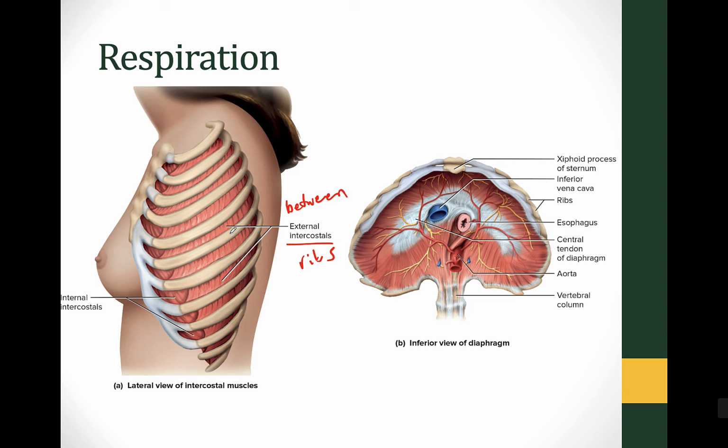We have the external intercostals, which you can see in light pink from here to here. And then deep to that are the internal intercostals. So if you remove the external intercostals, the internals are below it. And notice that the fiber angles of these two muscles go in opposite directions. So they're going to pull the ribs in separate directions, depending on whether you're inhaling or exhaling.